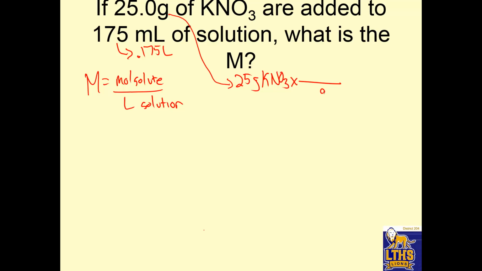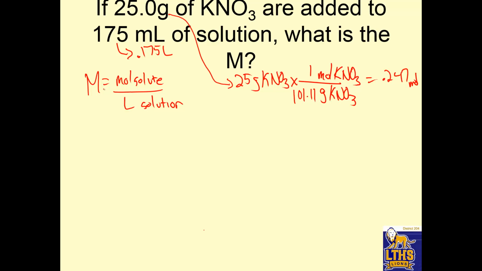times dividing bar, 1 mole of KNO3. Now, I only want to go into moles of KNO3, so this is a one-stepper. Right? I'm in the unit I want, so I'm finished. So, little g stands for grams, and little g stands for go to the periodic table. Potassium is 39.10 plus nitrogen 14.01 plus 48 for 3 oxygens, and it's 101.11. 25 divided by 101.11, and it's 0.247 moles.